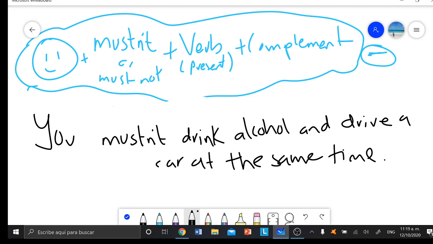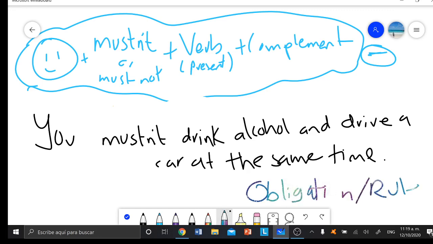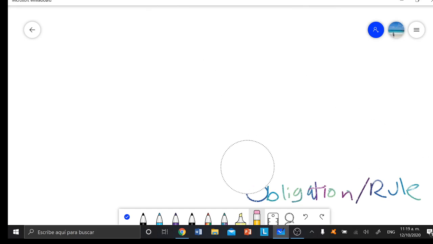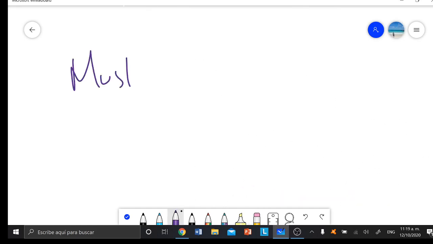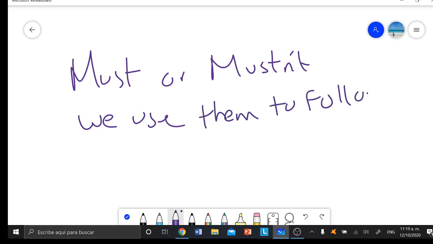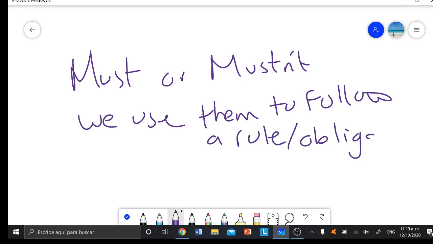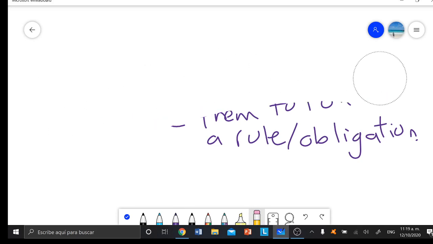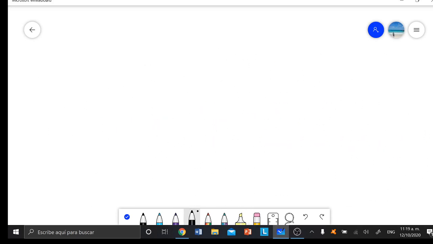Es algo que estamos obligados, es una obligation, or is a rule, o es una regla that we need to follow. Entonces, prácticamente, en conclusión, must or mustn't we use them to follow, lo utilizamos para follow a rules, para hacer una regla, or when we are obligated to do something, o para una obligación. Okay? On the example or on the activities that we're going to do, en las actividades que vamos a hacer van a ser algo relacionado o parecido, algo así.